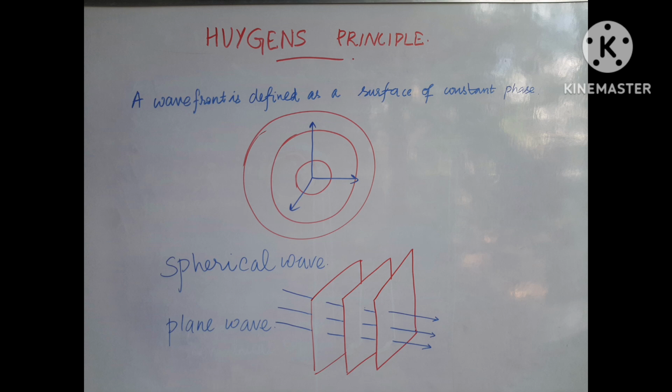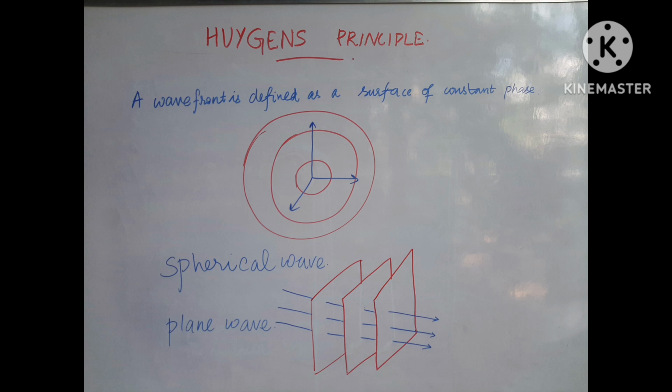So this circle can be assumed as having a constant displacement, it is having a constant phase while it is oscillating, and this locus of all the points that have constant phase is known as a wavefront. So this can be considered as a circular wavefront.